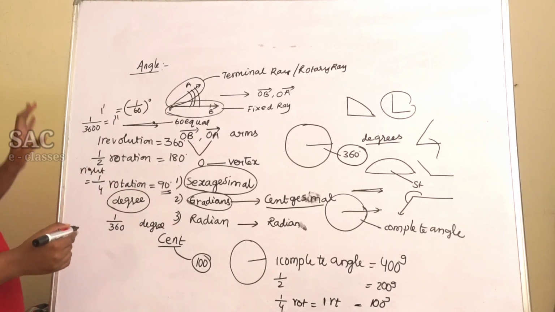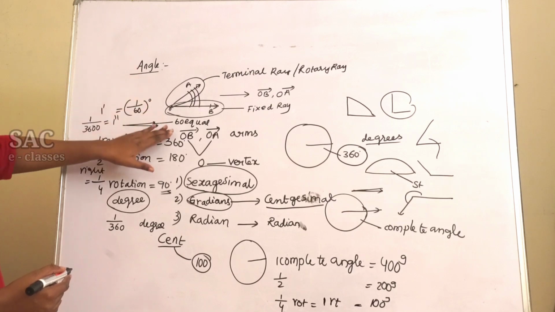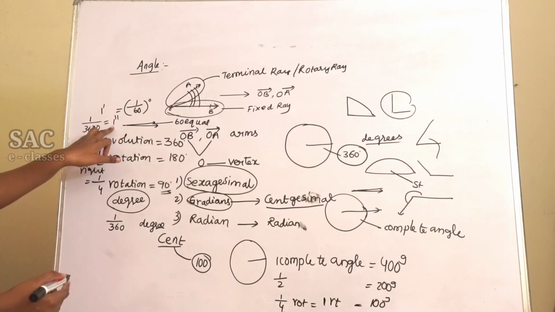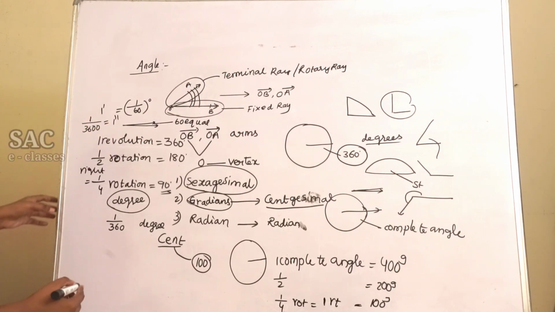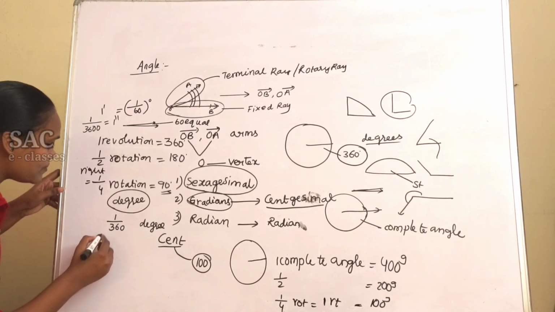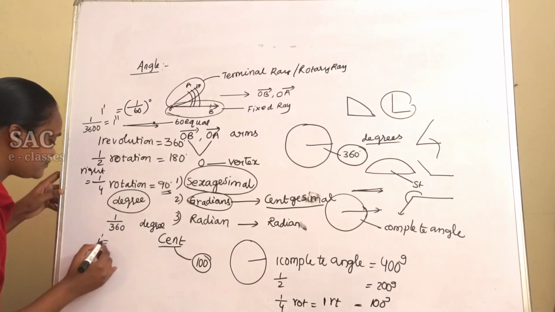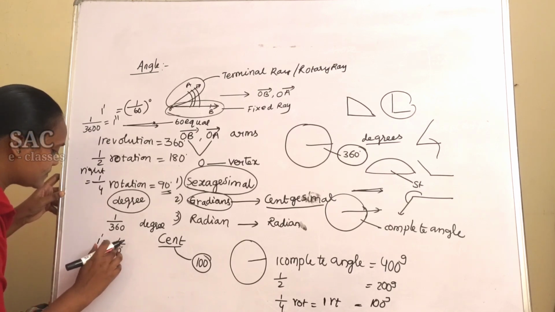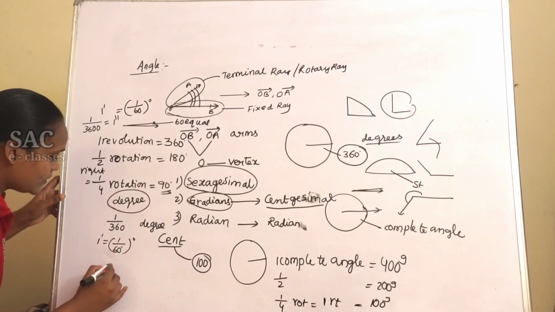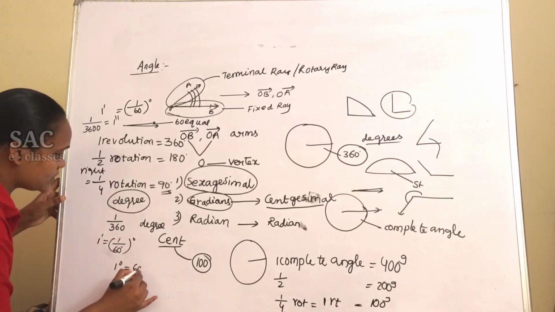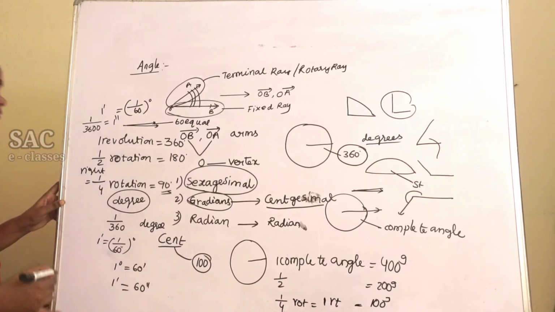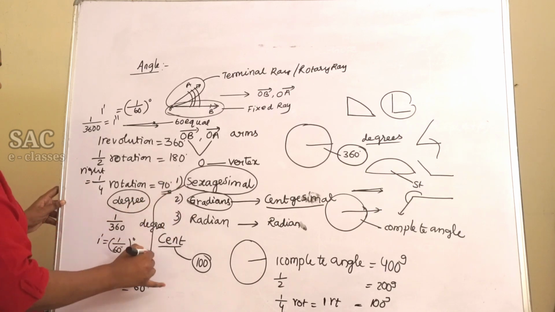And further, such 1 degree may be divided into 60 equal parts, which we call a minute. Such 1 minute may be further divided into 60 other parts, which we call seconds. Nothing but you can write it as 1 minute equal to 1/60 of a degree. Otherwise, 1 degree equals 60 minutes, as well as 1 minute equals 60 seconds. This is about the sexagesimal system.